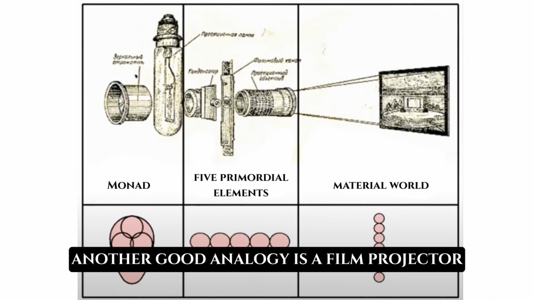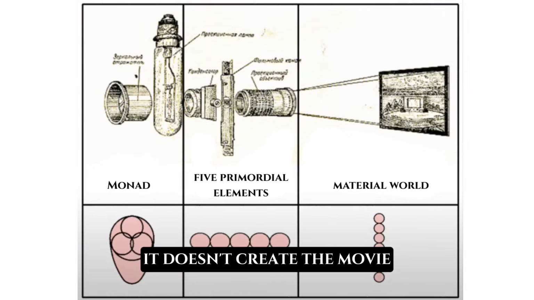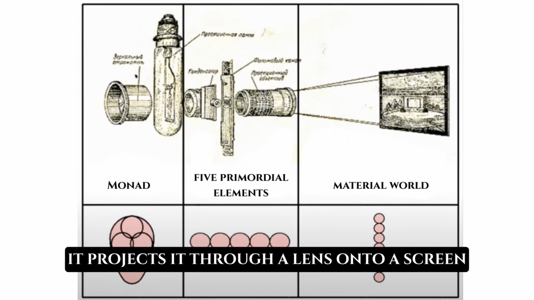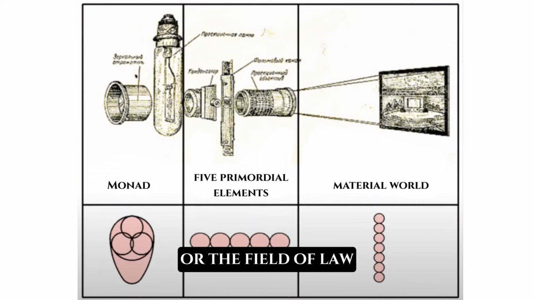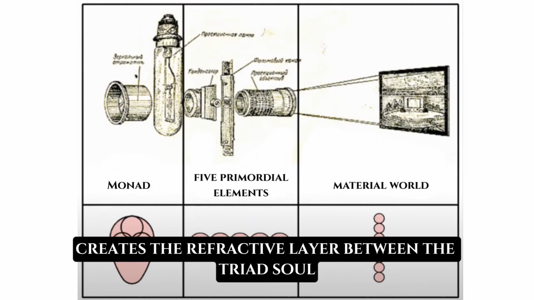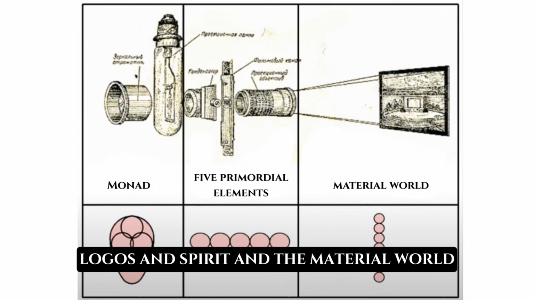Another good analogy is a film projector. It doesn't create the movie. It projects it through a lens onto a screen. In the same way, the field of the 5 elements, or the field of law, creates the refractive layer between the triad, soul, logos, and spirit, and the material world.